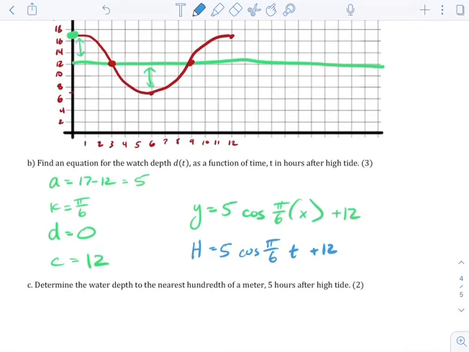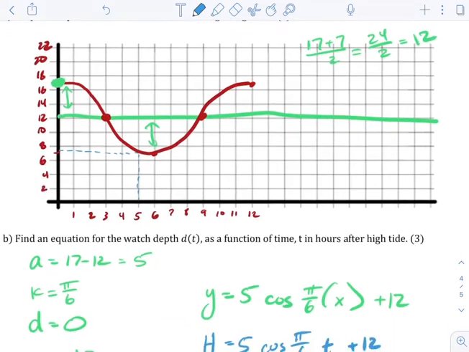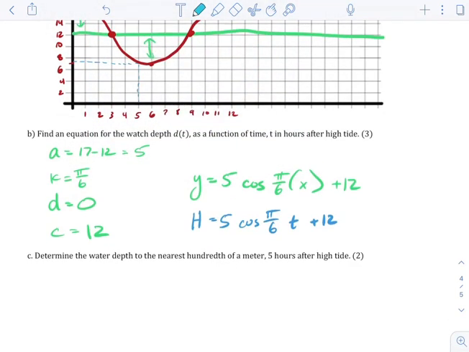Next, determine the water depth to the nearest hundredth of a meter, so that's 2 decimal places, 5 hours after high tide. So it's saying when time is 5 hours. So if I look at my graph here at 5 hours, looks like it's a little bit above 7, but I have an equation. We can just substitute that in. So we'll do that. I'm going to plug in 5 into the equation.